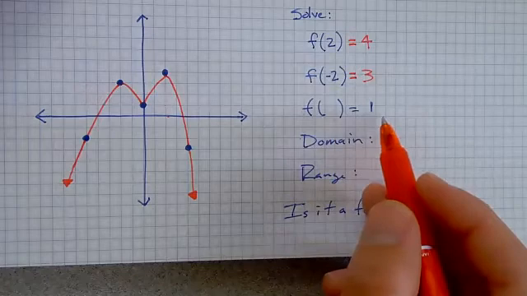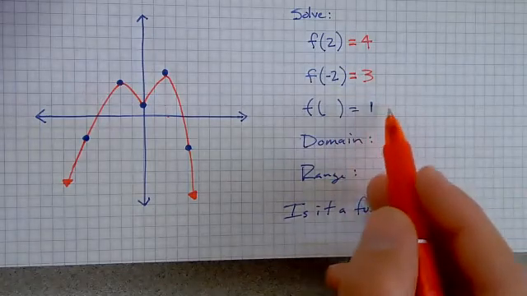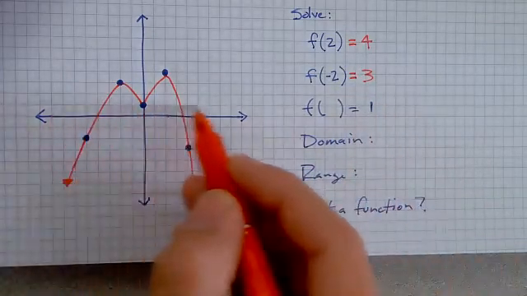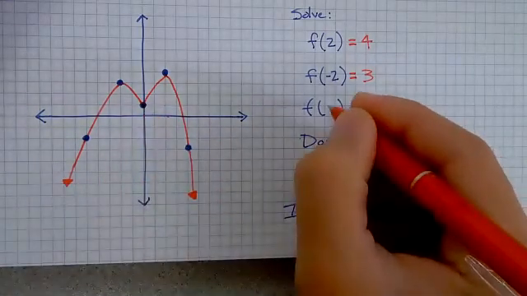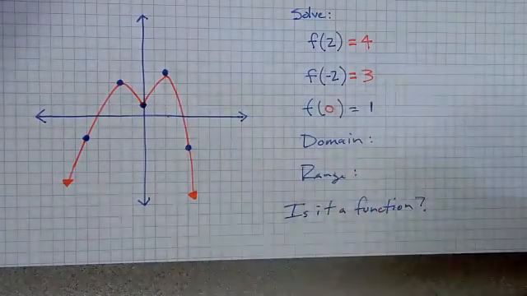f of something equals 1, so this is our output, this is our y value, so the y value is right here. This is our point we're looking for. Okay, it has an x value of 0.